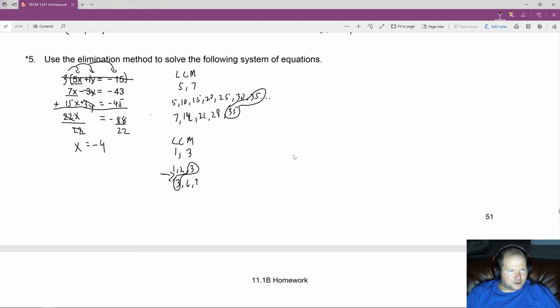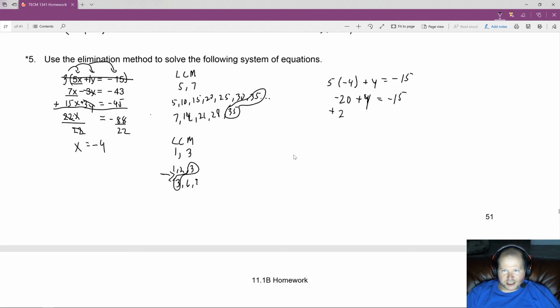Now we're not done because we only have the x value and we need both the x and the y value. So we're going to go and we're going to plug it into one of our original equations, that x value of negative 4, and solve for the y. It doesn't really matter which one you choose. I'm going to choose the first one. So that gives me 5 times negative 4 plus y, which is equal to negative 15. 5 times negative 4 is negative 20 plus y is equal to negative 15.